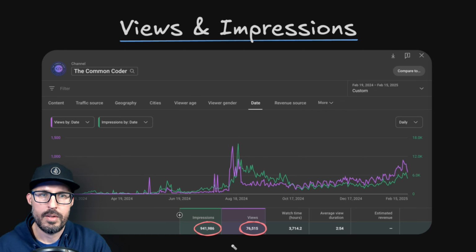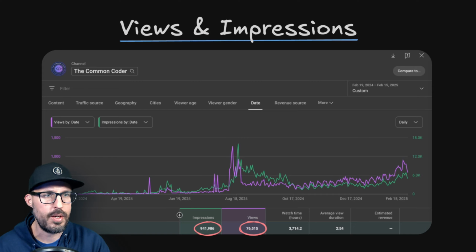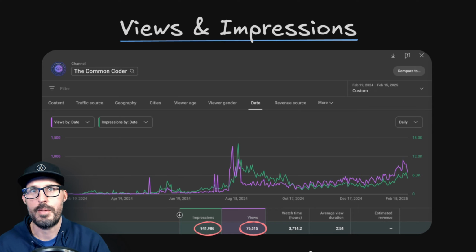So impressions looks like 941,986 impressions, and that resulted in 76,515 views. Now this isn't just on that one video, this is across the whole entire channel. So everything that I posted through the last year up until a little earlier today when I made these screenshots, these are the numbers. So pretty cool. From 1 view to 76,000 views is absolutely mind-blowing.